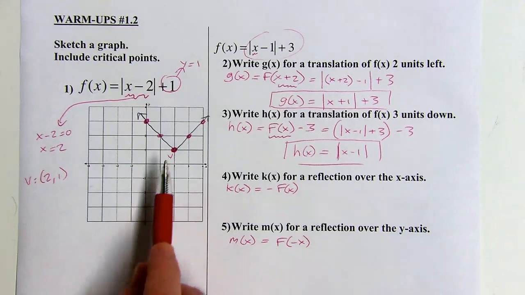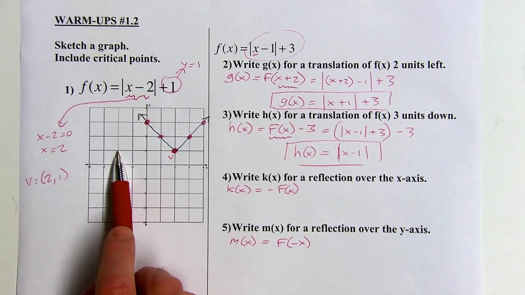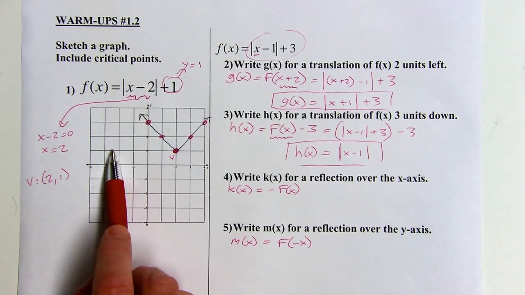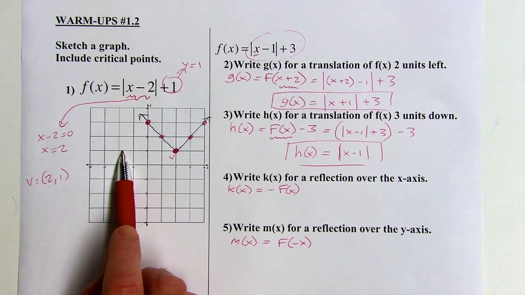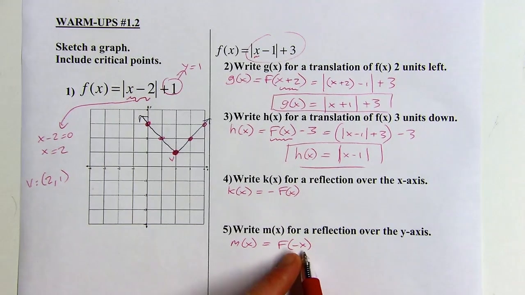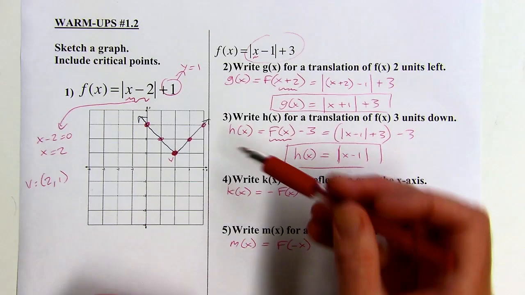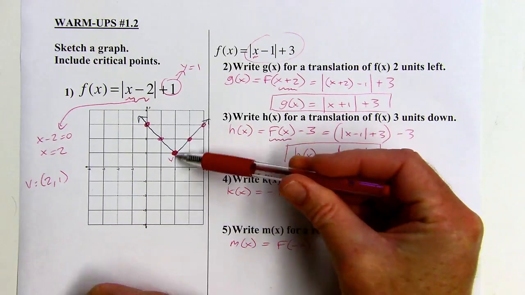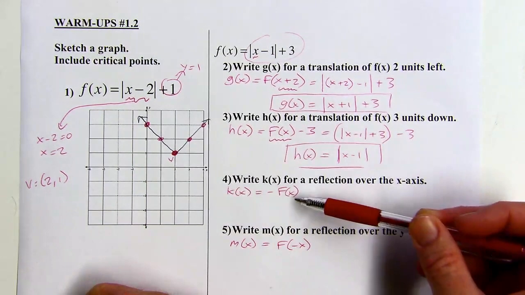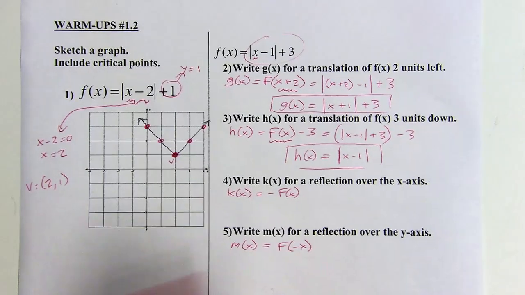If you think about reflecting this point over the y-axis, it would be over here, which changes the x value, right? You take the opposite x value. So that's why when we're going over the y-axis, you change the input, you change the x's. And f of x is like our y, so when you go over the x-axis, your y would change signs. And that's why you take the opposite of the y or the f of x, okay?